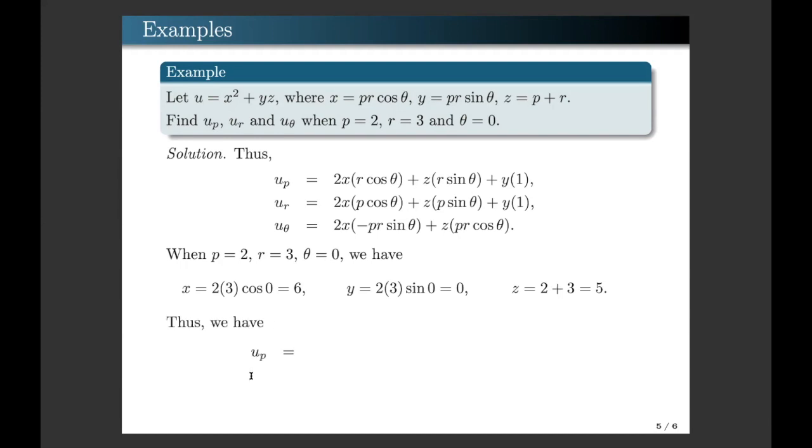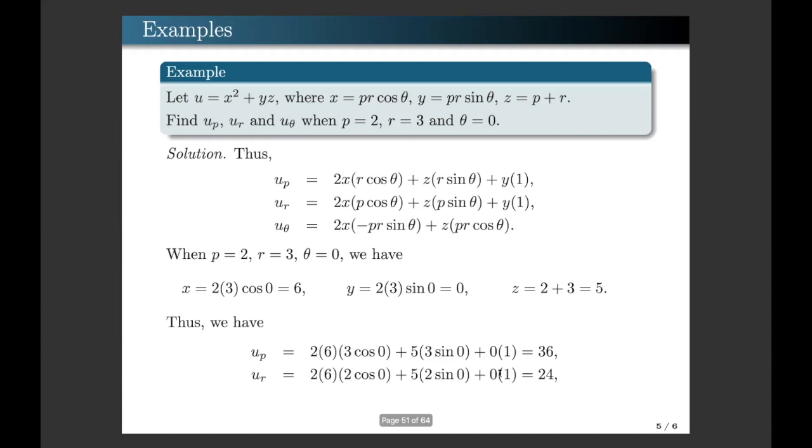So that gives us now the partial of u with respect to p. So once we plug in, this is equal to 36. The partial of u with respect to r, once we plug in the values, that gives us 24. And finally, the partial of u with respect to theta, when we plug in the values, that will give us 30. All right.